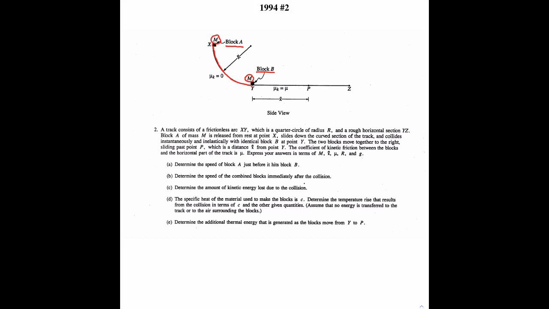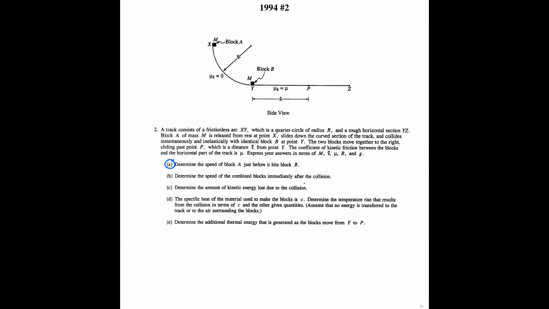There's no friction at all on this curved surface, but there is some coefficient of kinetic friction on the flat surface. So what's going to happen is block A gets released from rest, slides down, eventually collides with block B. They stick together, and then they continue to move across the surface from point Y to P. So let me erase those markings and start over. Okay, let's get into it.